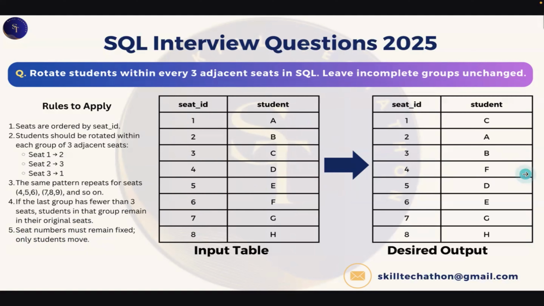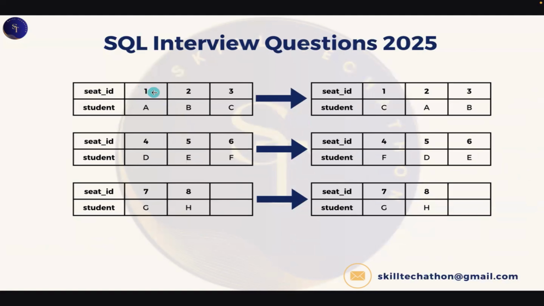Now we can check this through this table. We have seat IDs 1, 2, 3. In a group, we have 3 students, A, B, C. Now in the output, student C will move from seat ID 3 to 1. B will move from seat ID 2 to 3. And A will move from seat ID 1 to 2, which is reflected in the output. Same for 4, 5, 6. But for seat ID 7, 8, 9 is absent. So the students will remain in their original seat IDs only, so G and H. Now let's go to SQL and check how we can do it practically.